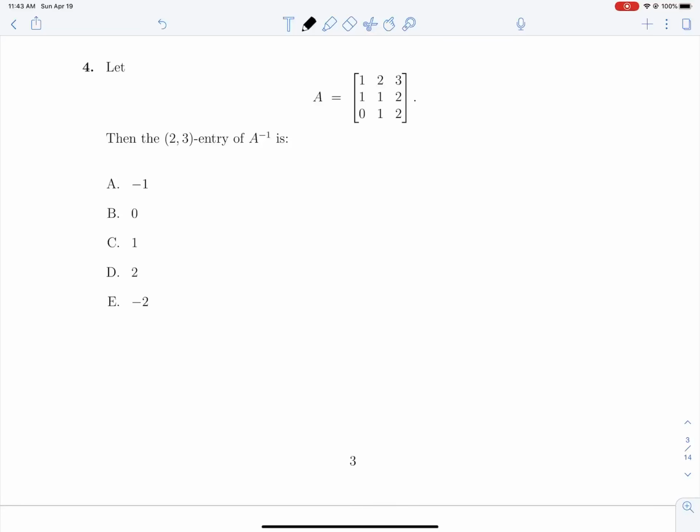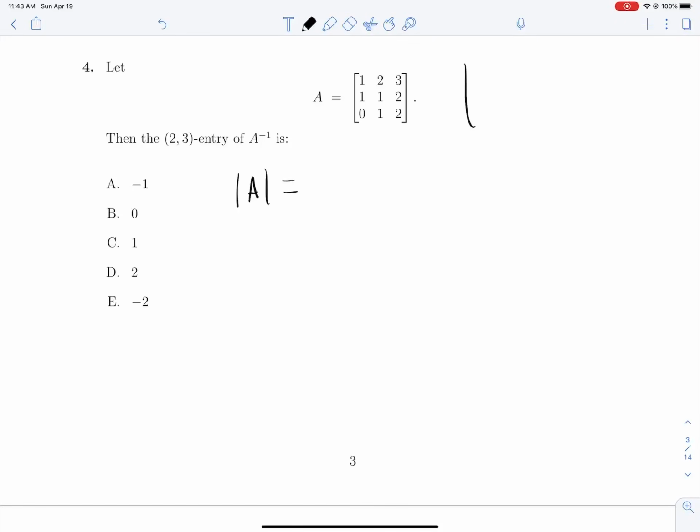4, we're looking for the 2, 3 entry of A inverse. In order to find any entries of A inverse at all, we're going to need the determinant of A, which will be 1 times the determinant of this submatrix, minus 2 times the determinant of this submatrix, plus 3 times the determinant of this submatrix. And for all these steps, for example, for this 3, we're just multiplying it by the submatrix formed by crossing out the row and the column that 3 is in.